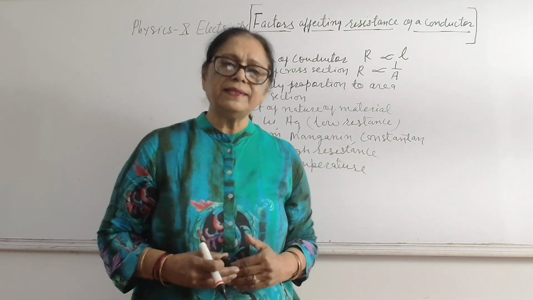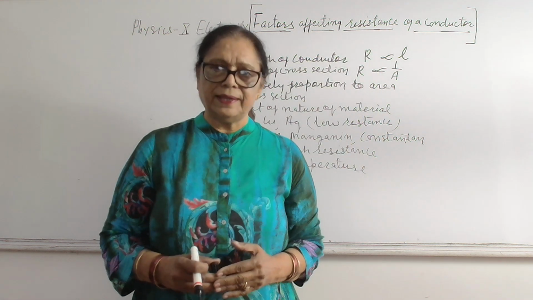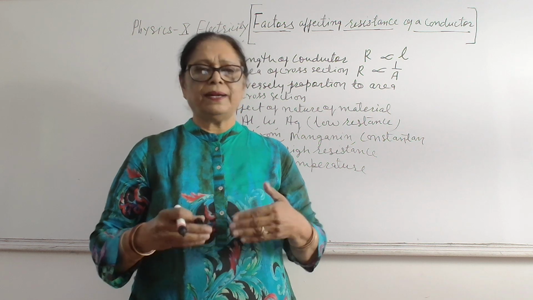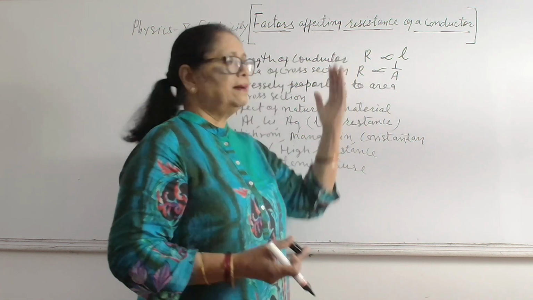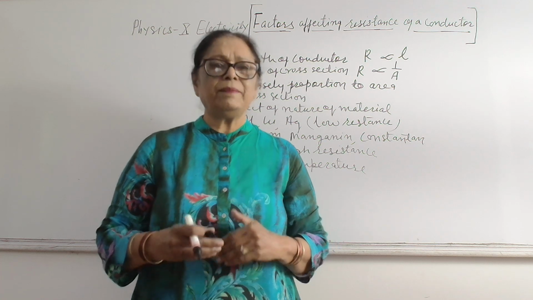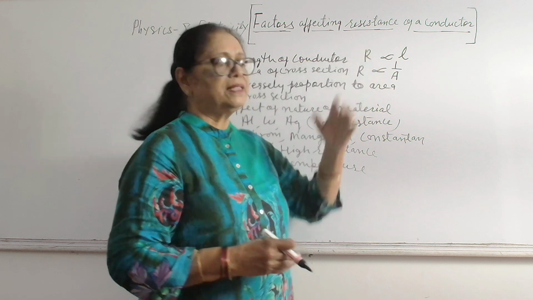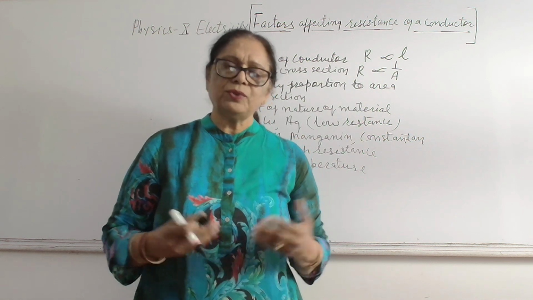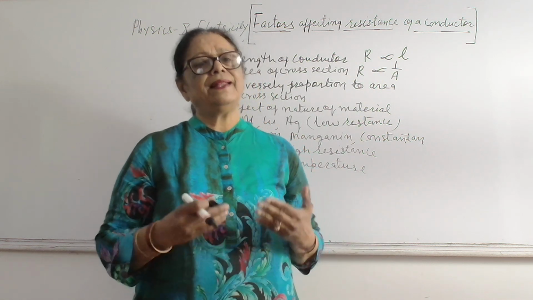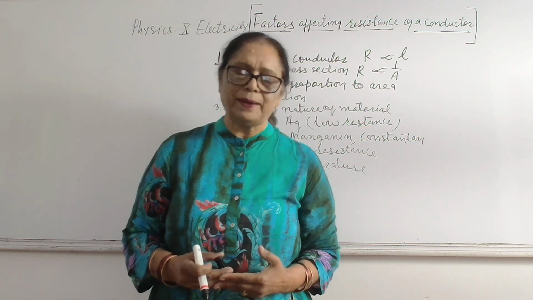And if you decrease the length of a wire, then resistance will also decrease. For example, if you double the length of the wire, then resistance also doubles. And if you make the length of the wire half, then the resistance will also become half. So in this way, you can say that resistance is directly proportional to the length of the wire.